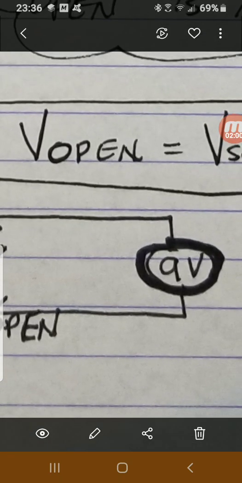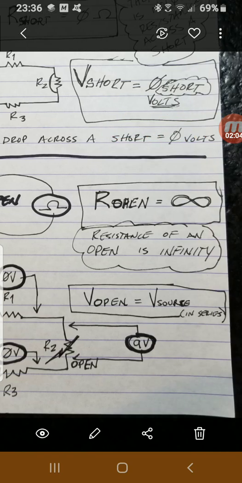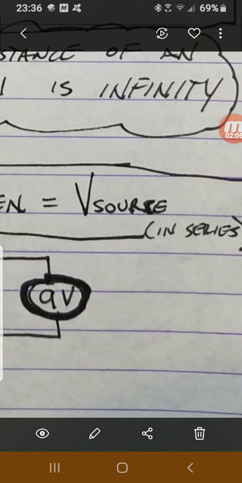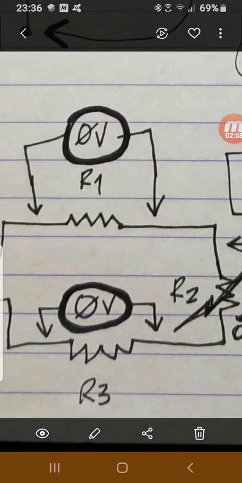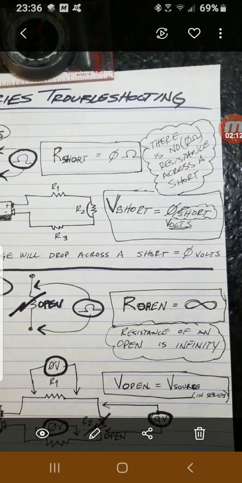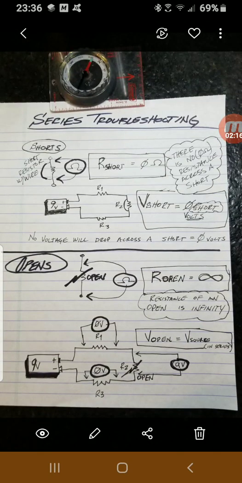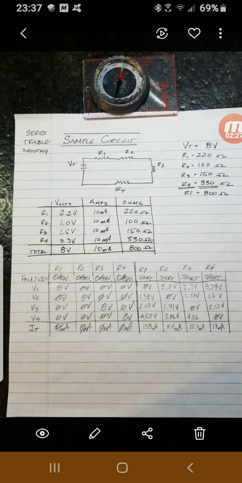So the 9 volts that's applied, the voltage of the source, is going to be across the open, and no voltage will be anywhere else. Now I'm looking at simple voltage drops, not any reference ground readings. So that's how we interpret opens and shorts: what happens to the resistance of each of those components and what happens to the voltage drop there.